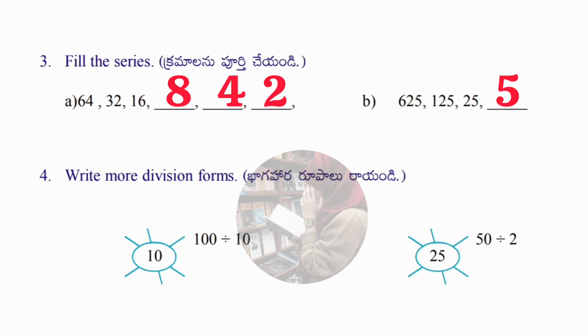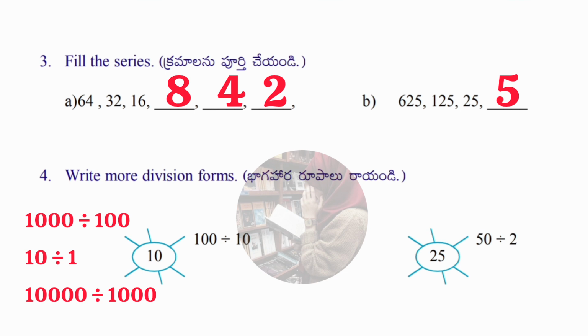Okay, now we'll see the third Roman. Here we have to fill the series. Okay, 64 is given, then 32 is given, then 16 is given, after that 8 will come, then 4 will come, then 2, like that.